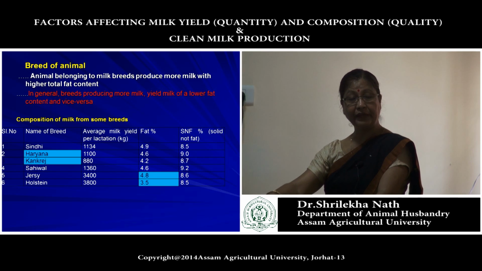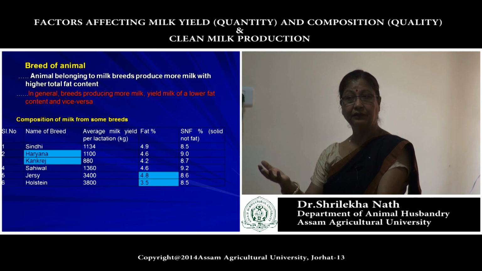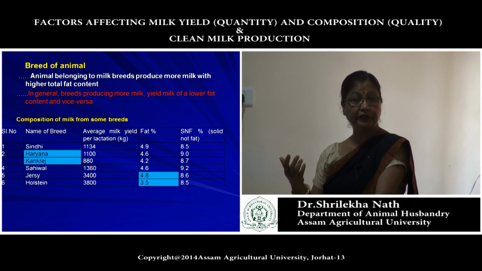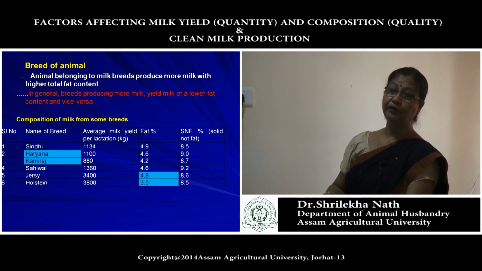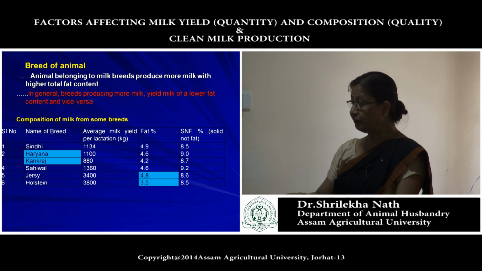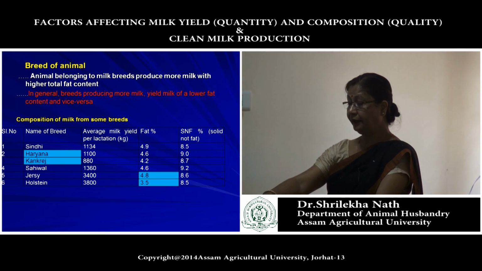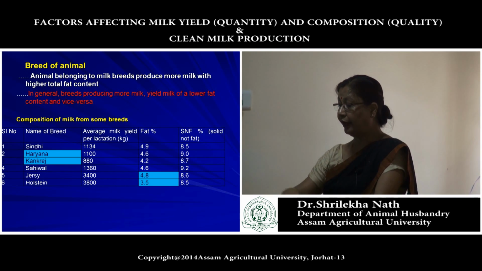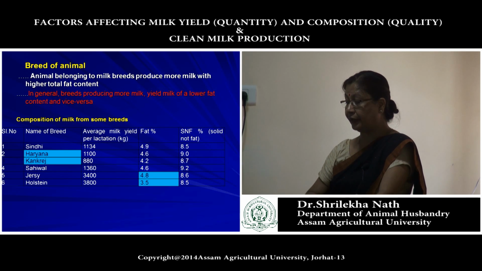Which are the milk producing animals? The Sindhi, the Sahiwal, the Gir, the Deoni. These are the four main dairy breeds of cattle of India. Among the exotic breeds, you have the Jersey and the Holstein. So these are the major breeds. If you see the milk yield, in the case of Sindhi, the milk yield is 1134 and the fat percentage is 4.9.